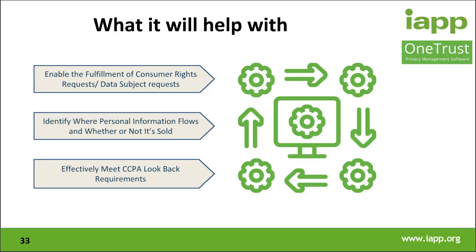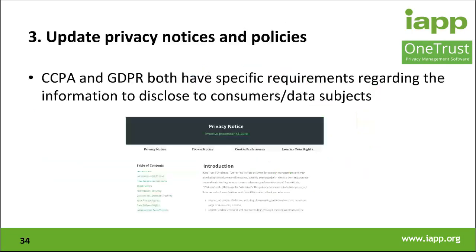So to look back across what's important, we're talking about enabling the fulfillment of consumer rights requests through this data inventory. We're identifying the flows and where and whether something is sold. And again, we're looking to get this done as soon as possible due to this look back requirement that says that your records need to be in order. So I will hand this back to you for a few additional tasks, Benedict, and then I'll pick it up again for the end.